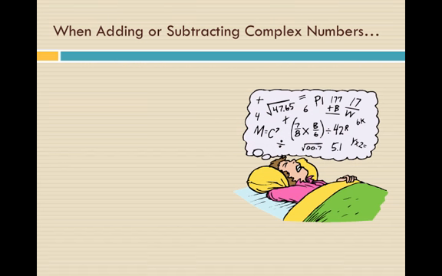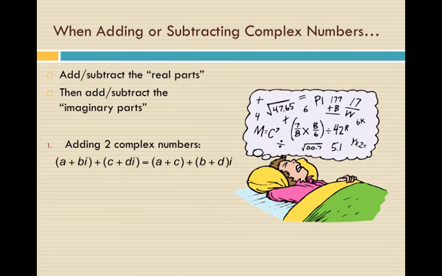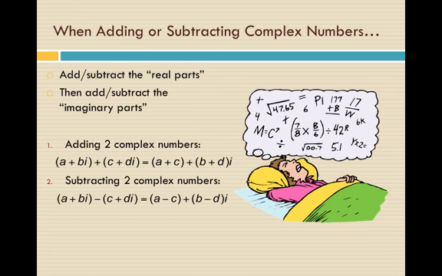When adding or subtracting complex numbers, the key is to add or subtract the real parts, and then add or subtract the imaginary parts. For example, given two complex numbers, like a plus bi plus c plus di, I'm going to add the real parts together, the a and the c, and then add the b and the d, the imaginary parts, together. Same thing when subtracting. I'm going to subtract the real parts, a and c, and subtract the imaginary parts, b and d.